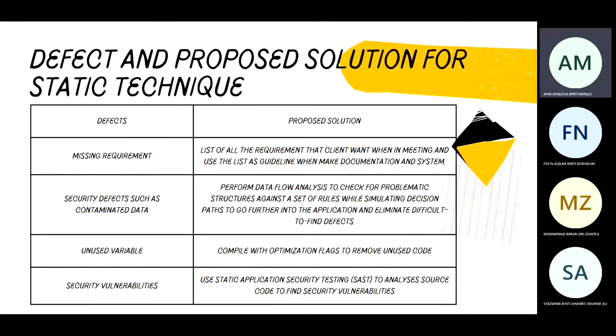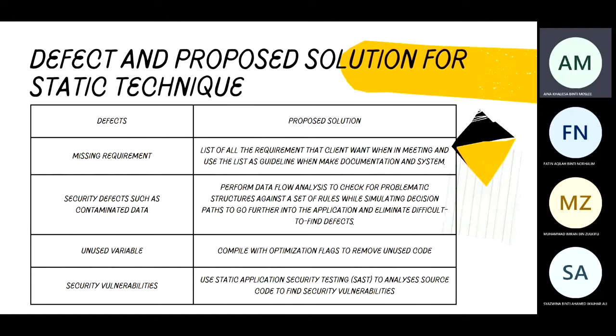For the defects and proper solutions for static technique, there are 4 defects, which are missing requirement, security defects such as contaminated data, unused variable, and security vulnerabilities. For the proper solution for missing requirement, we must list out all the requirements that the client wants in the meeting and use the list as a guideline when making documentation and the system.